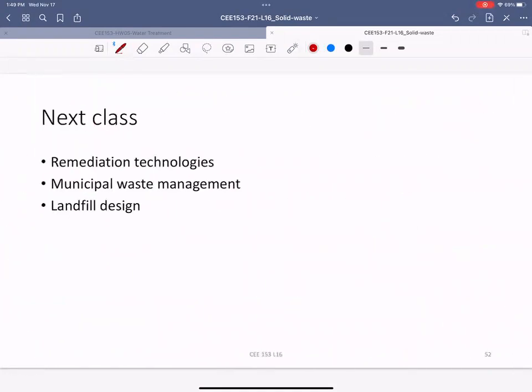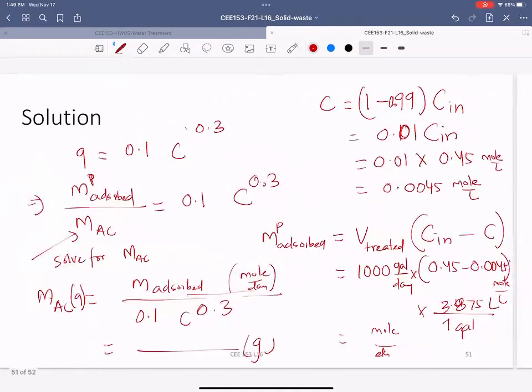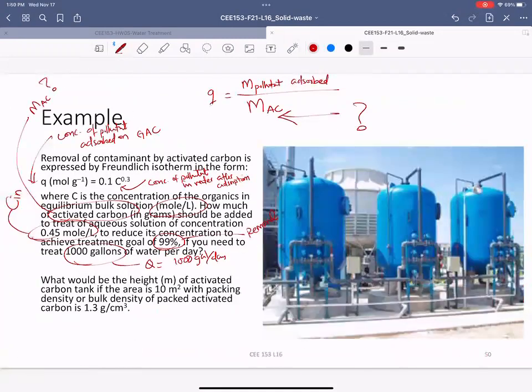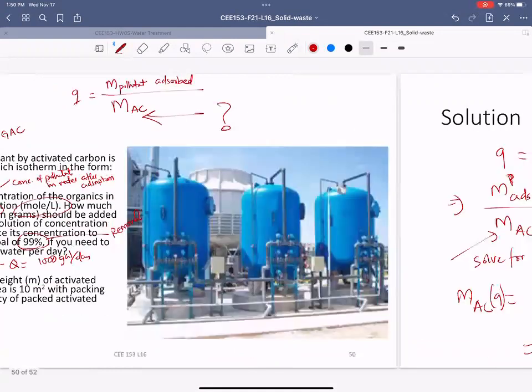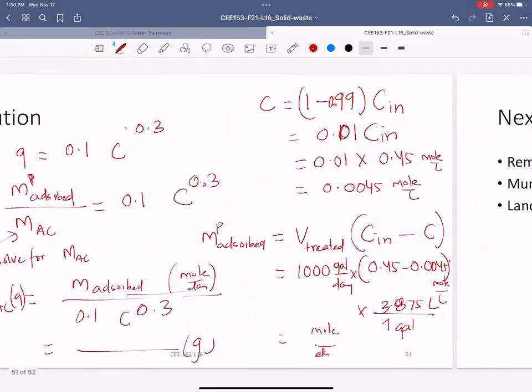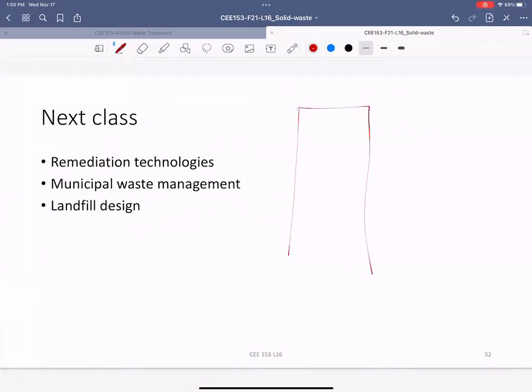Okay, so that's the answer. And the second question is, what would be the height of the activated carbon tank if the area is given? So basically, you know the mass, and you are going to pack it in something. It asks what the height is. You know the bulk density. You know the mass of activated carbon that has to be packed, right?